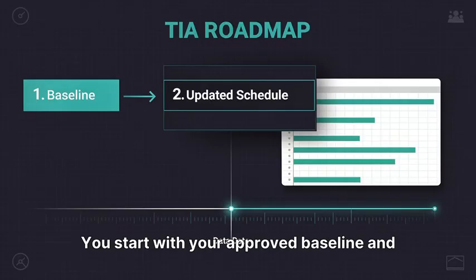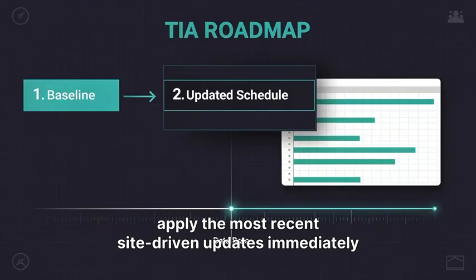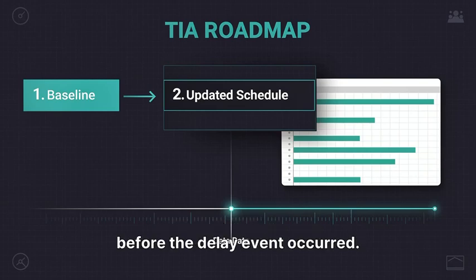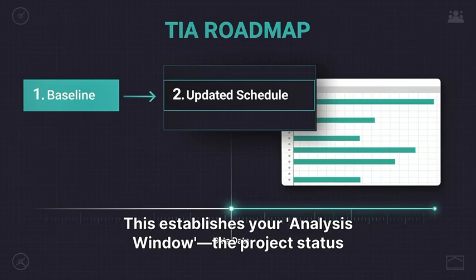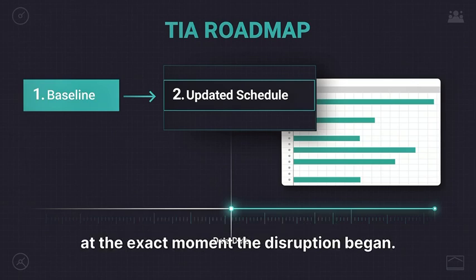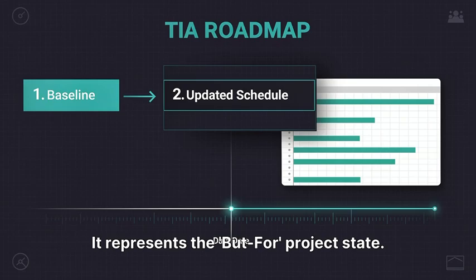You start with your approved baseline and apply the most recent site-driven updates immediately before the delay event occurred. This establishes your analysis window, the project status at the exact moment the disruption began. It represents the but-for project state.